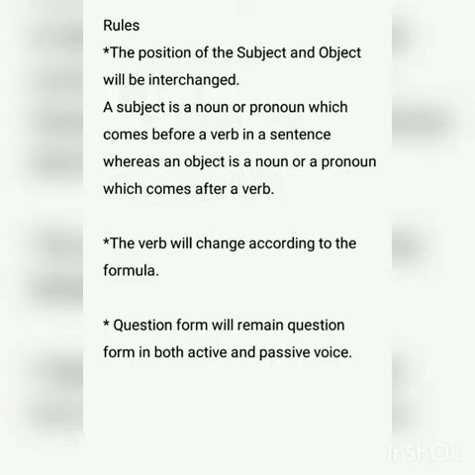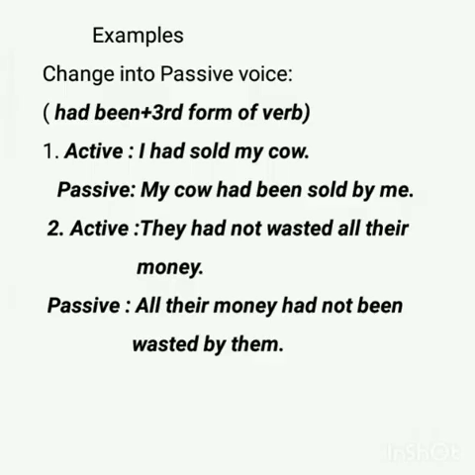Let us remember the rules. The position of the subject and object will be interchanged. A subject is a noun or a pronoun which comes before a verb in a sentence, whereas an object is a noun or a pronoun which comes after a verb. The verb will change according to the formula. Question form will remain question form in both active and passive voice. Now let us learn how to change into passive voice. The formula is had been plus past participle of the verb.